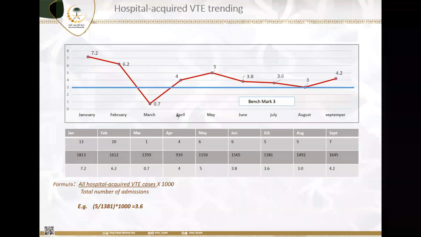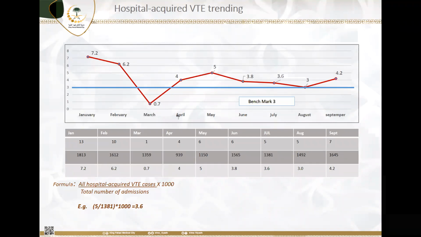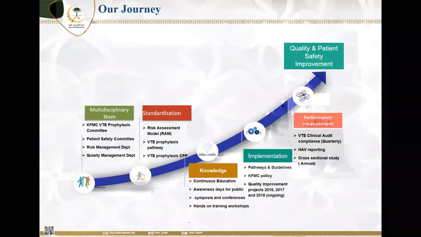And or after discharge, 90 days, up to 3 months. If the patient developed VTE, DVT, or PE within 3 months after discharge, we label it as hospital-acquired VTE. And from hospitalization, after 48 to 72 hours.